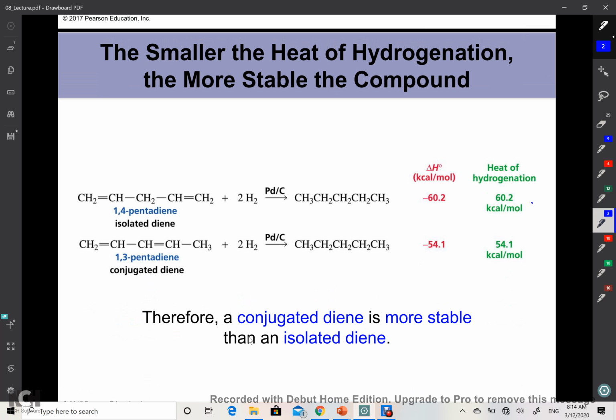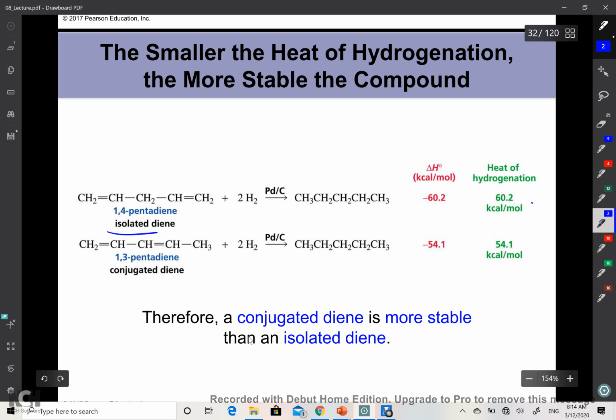Now, between isolated and conjugated systems, which one is more stable? Then I can skip the next slide. You guys know the answer. To determine that stability, one thing we can do is the heat of hydrogenation. We've done that in the lab. The lower the absolute value of the heat of hydrogenation, the smaller that value is, the more stable the system is.